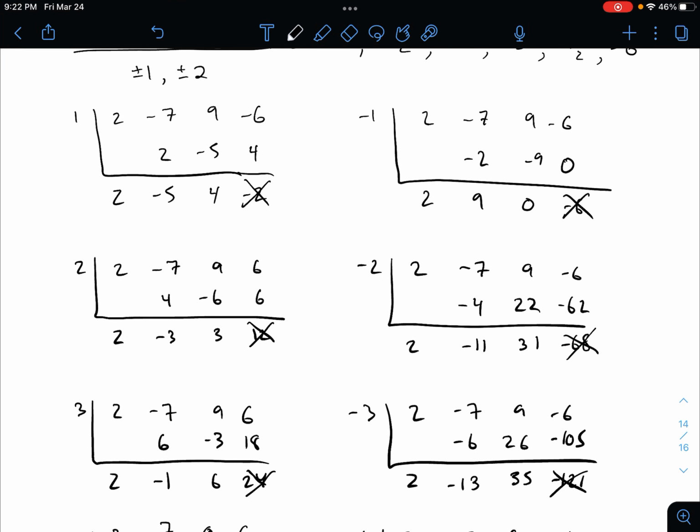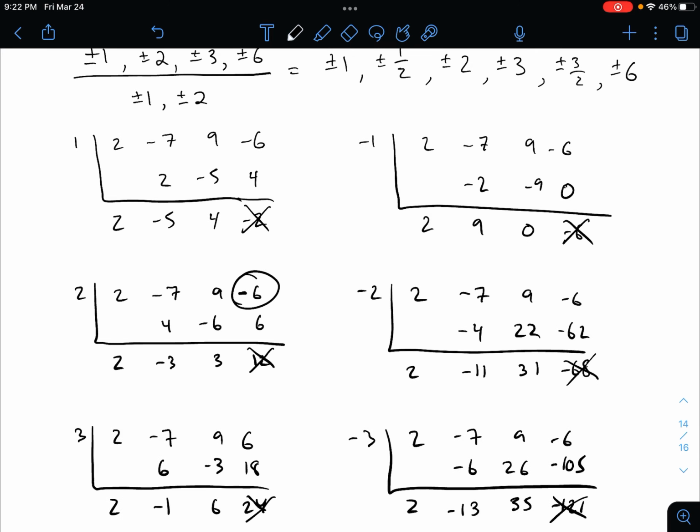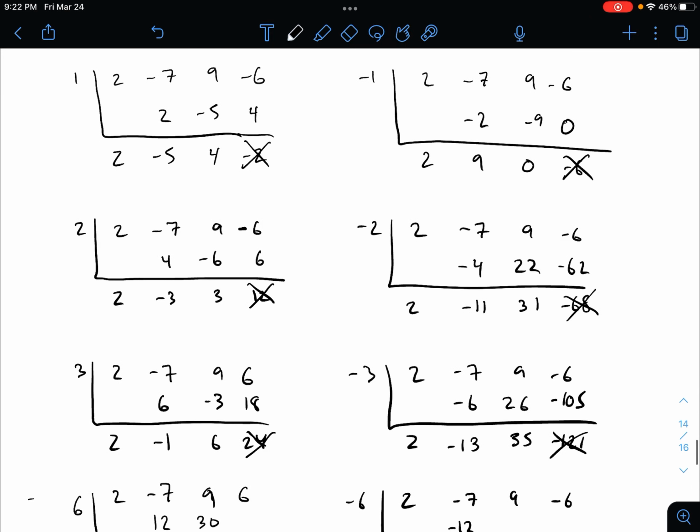I apologize, sorry. I forgot this is a -6 at the end, right? So when I wrote this, this is supposed to be a -6 here, right there. And I forgot the negative. So -6 plus 6 is 0. So that does add up to 0. So that is what we're looking for.